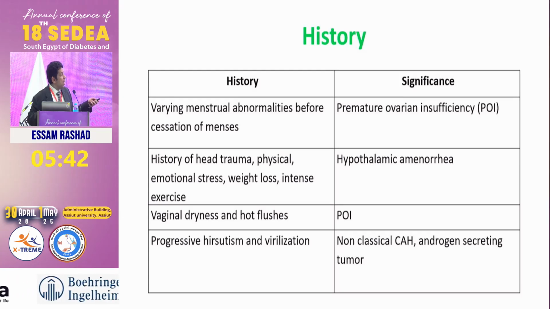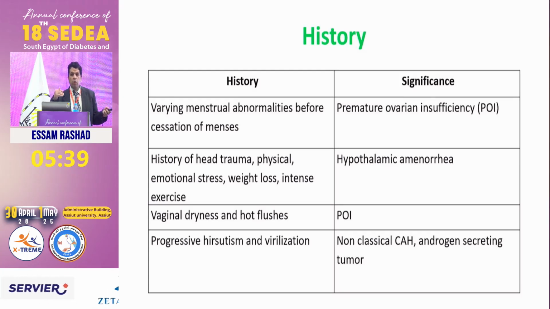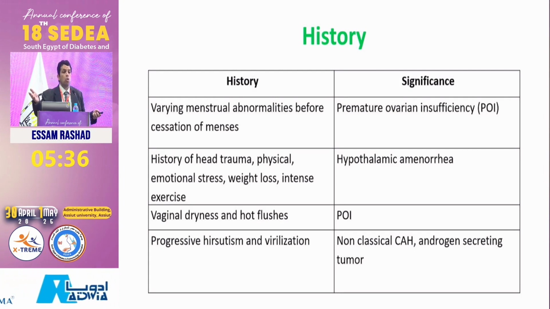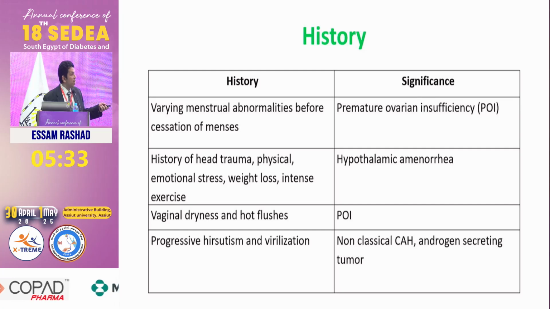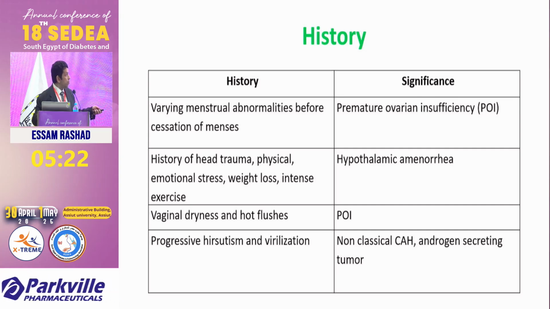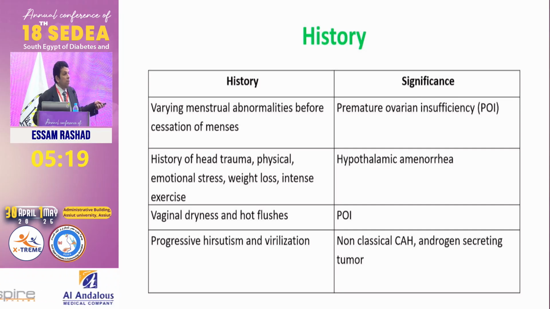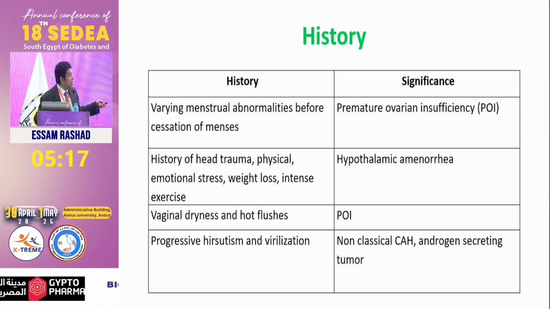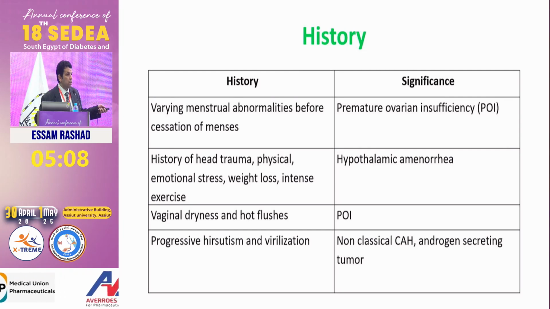Other history points. A woman who starts to have menstrual irregularities, they become infrequent, and then they stop. Probably this is what we call premature ovarian insufficiency, in the past they called it premature ovarian failure, but now they call it premature ovarian insufficiency. So she's like a menopausal woman, but this happened early. Things that play with the CNS, head trauma, severe physical or emotional stress, weight loss, intense exercise, these all point to hypothalamic amenorrhea. Vaginal dryness and hot flushes, again premature ovarian insufficiency.